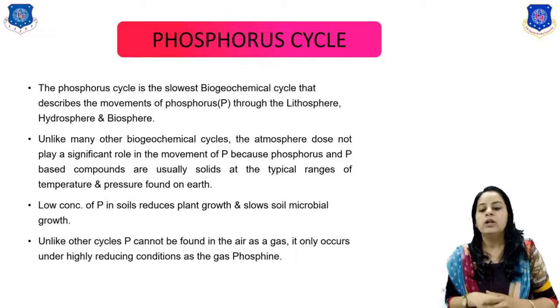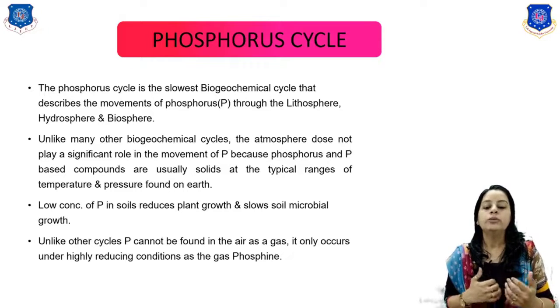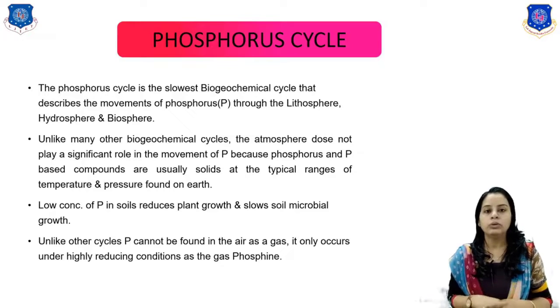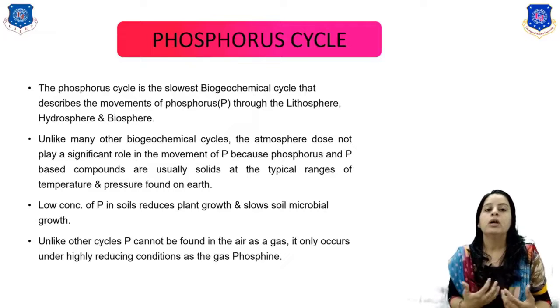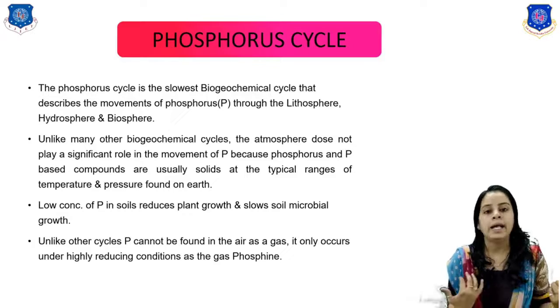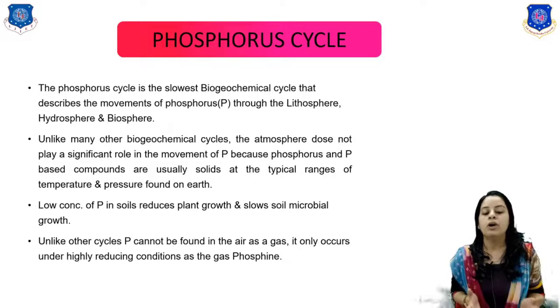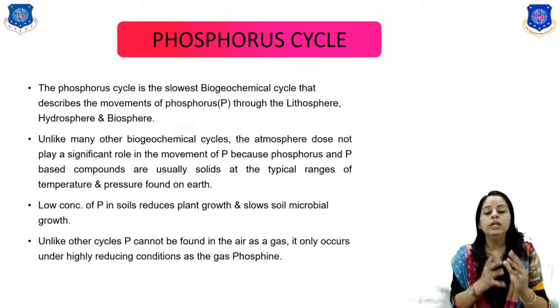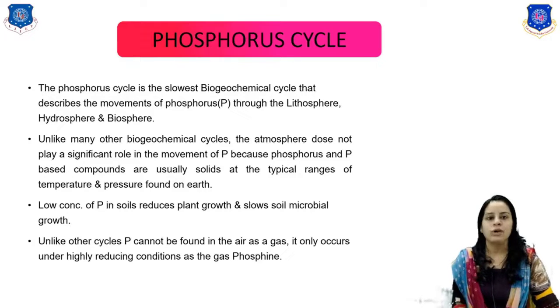So the low concentration of phosphorus in the soil reduces plant growth and slows soil microbial growth, right? And we know that phosphorus is important for the growth of plants and animals, right? So unlike other cycles, phosphorus cannot be found in the air as a gas, it only occurs under highly reducing conditions as the gas phosphide, right?